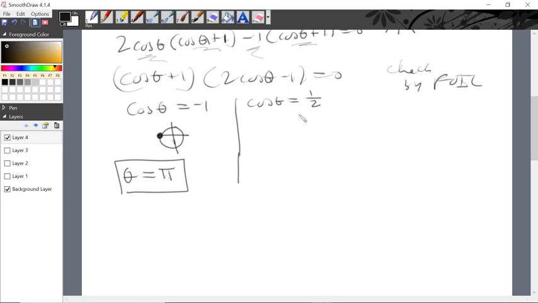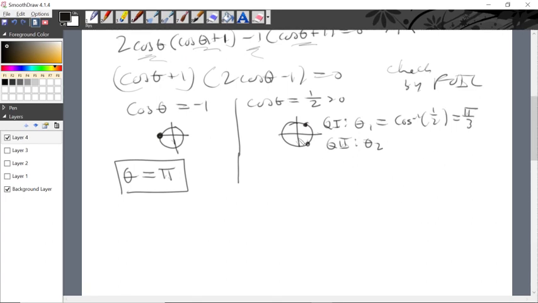And then cosine theta is equal to 1/2. We've seen that one already. In the unit circle, because this is positive, that's going to put us in quadrant 1 or quadrant 4. In quadrant 1, I'll call that theta 1, and in quadrant 4, I'll call that theta 2. Okay, so theta 1 is going to be the arc cosine of 1/2, and the arc cosine of 1/2 is pi over 3, or 60 degrees.